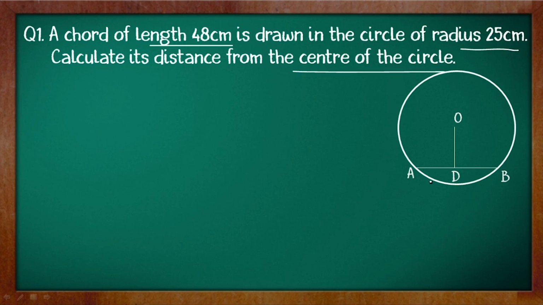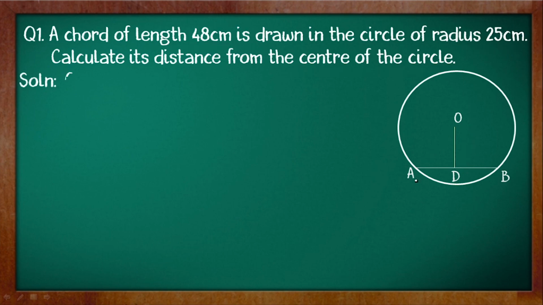Okay, here AB is given as 48, that is the length of the chord, and the radius will be joining O and A. So this will be the radius here, that is given as 25, and this OD is the length that we need to find. Okay, so this is the question mark here.